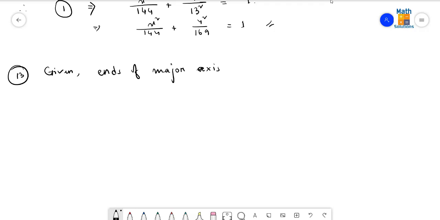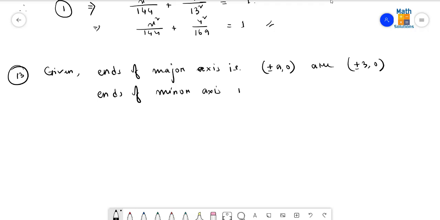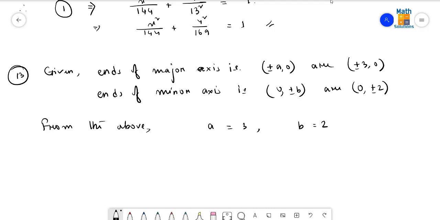Ends of major axis, that is plus minus a comma 0, are plus minus 3 comma 0. Then ends of minor axis, that is 0 comma plus minus b, we are getting as 0 comma plus minus 2. So from the above, what do we get? A as 3 and b as 2.